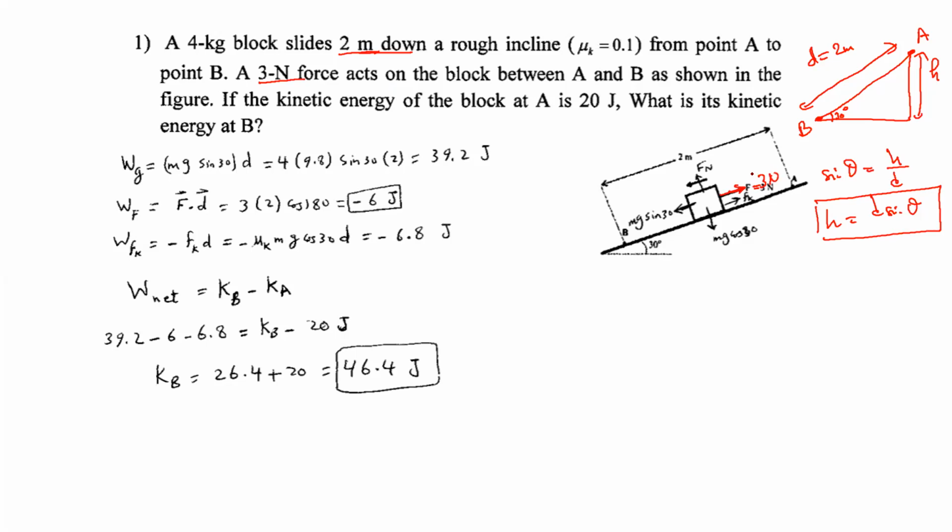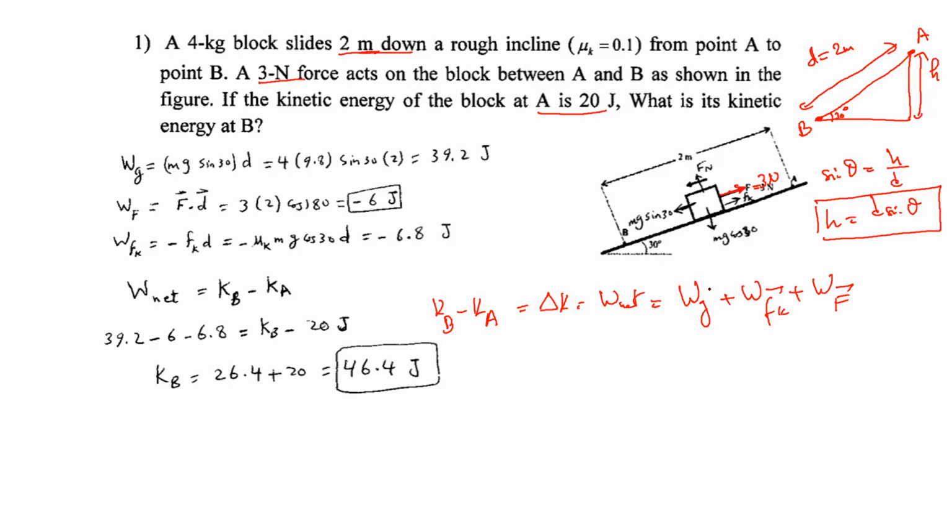Now I give you the kinetic energy at A. Now the question is, what is the kinetic energy at B? So you will use, of course, the work kinetic energy theorem. Delta K is equal to net work. Delta K will be K final, which is KB, minus K initial, which is KA, is equal to net work. Now net work here, of course, I will have work of gravitational force plus work of frictional force plus work of F itself.